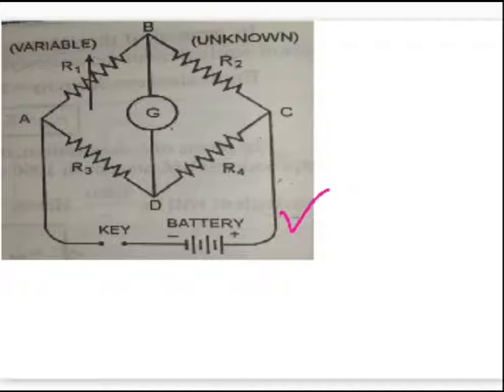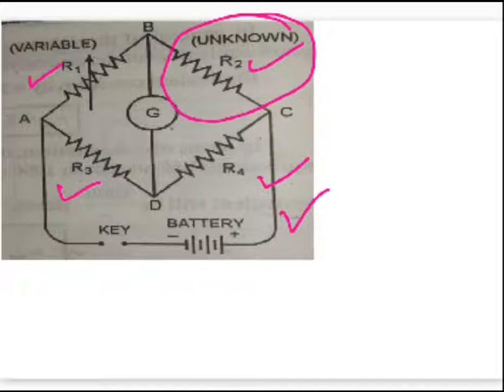You're considering a four-arm circuit containing the resistances R1, R2, R3 and R4, right? R1 is the variable resistance. What do you mean by variable resistance? You can adjust the value of that resistance, right? R2 is the unknown resistance whose value you need to find out.